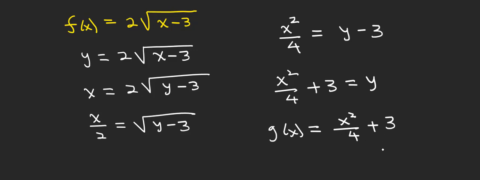Just be careful that you need to have a restriction here because this is a parabola. So if you look at this graph, the range of this graph is 0 and positive. So that means the domain of this graph has to be also 0 and positive. So x has to be greater than or equal to 0.